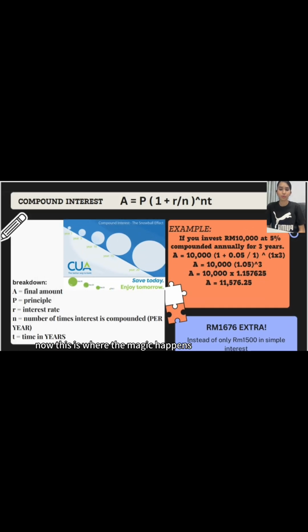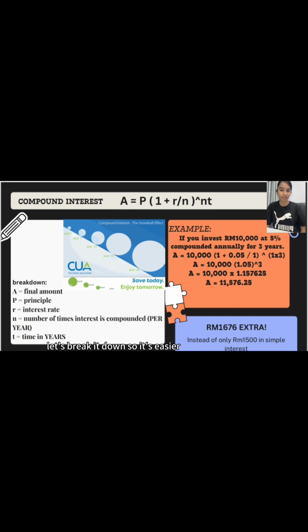Now, this is where the magic happens. Compound interest is like a snowball. Once it starts rolling, it just gets bigger and bigger on its own. Instead of just earning interest on your original amount, you also earn interest on the interest you already made. That's right, your money works for you. The formula looks a little fancy, but trust me, it's worth it. So the formula is A equals P times bracket 1 plus R over N bracket to the power of NT.